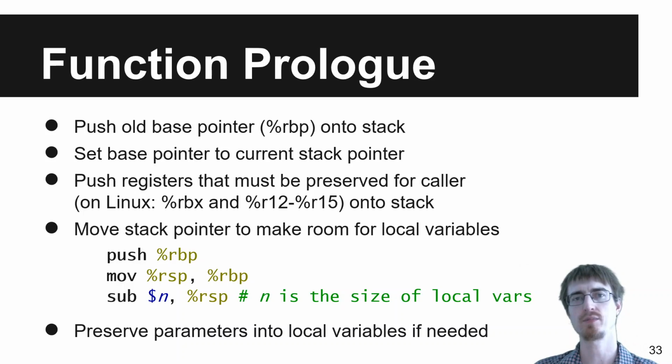First thing it does is make sure that it's later able to restore the old state that the caller was expecting. So, it's going to push the old base pointer, that is the RBP register, onto the stack to be able to later restore it in the function epilogue. Next, it sets the base pointer to the current stack pointer. And this is effectively where it's setting up its own stack frame.